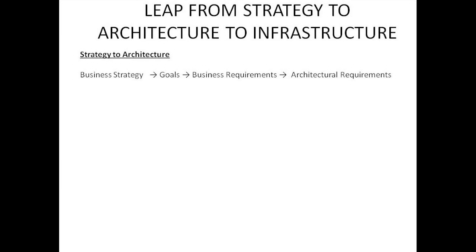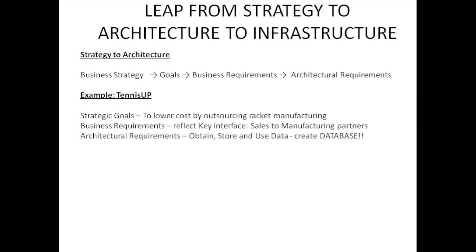The manager must start out with a business strategy and then develop more specific goals. Then detailed business requirements are derived from each goal. The manager must work with the architect to translate these business requirements into a more detailed view of the IT architecture. Take an example of TennisUp, a fictitious racket manufacturer. One of their strategic goals is to lower costs by outsourcing racket manufacturing. Their business requirements were to reflect key interfaces to new manufacturing partners, such as sending forecasts from sales to manufacturing partners. Their architectural requirements include creating databases to obtain, store, and use data.